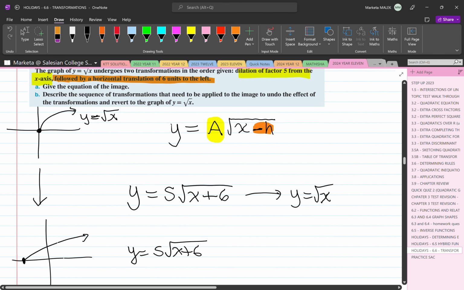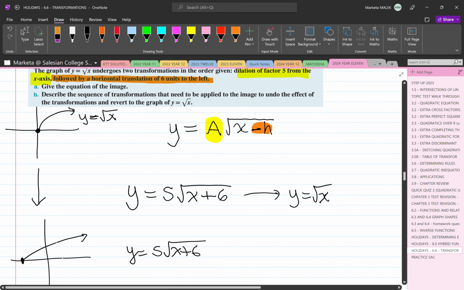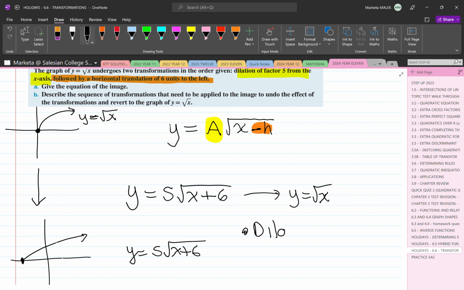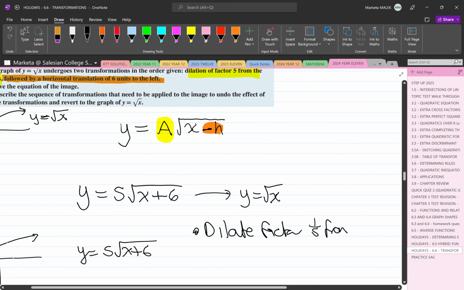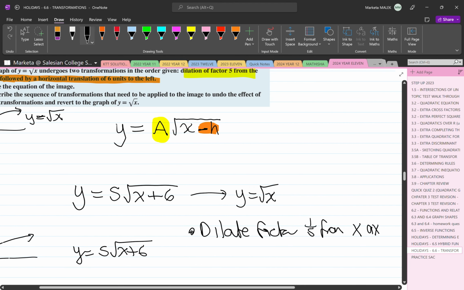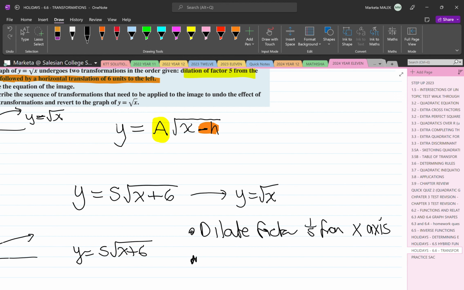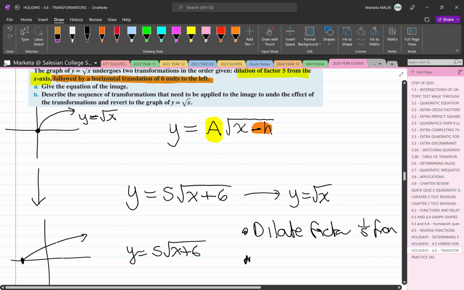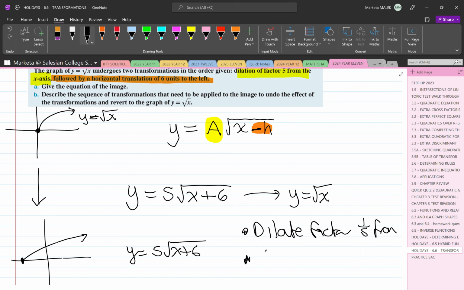So, well, we're going to have to go backwards. So first of all, we're going to dilate factor 1/5 from x-axis, and then, well, to undo the move of 6 in the negative direction, I'm going to have to move 6 in the positive direction. So 6 units right.